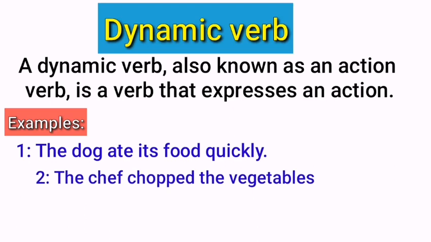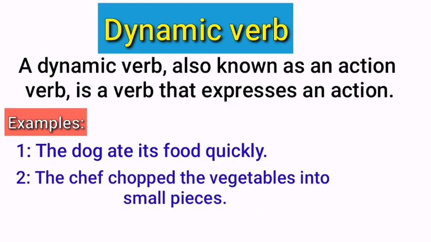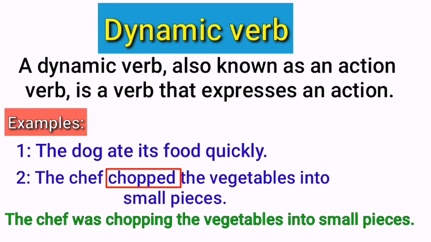The chef chopped the vegetables into small pieces. Again, the verb, chopped, is a dynamic verb or action verb. Basically, it shows an action. You can simply say that this verb shows a physical activity. When a chef chops the vegetables into small pieces, then his body is involved in it. So, it describes an action of the body, so that is why it is called a dynamic verb. And the next point is, it can be used in continuous tenses. Like, the chef was chopping the vegetables into small pieces.